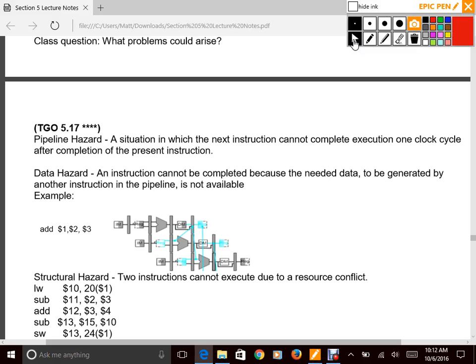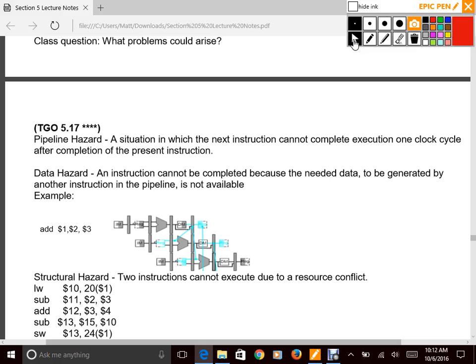And here's an example of a data hazard. Next one is a structural hazard. What happens if I don't split up instruction memory and data memory? Then I get this weird thing where if I'm trying to do load word and store word, you can either do load word or store word, and load word, that's perfect.